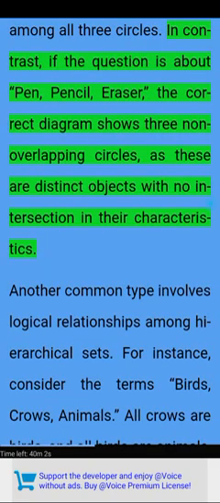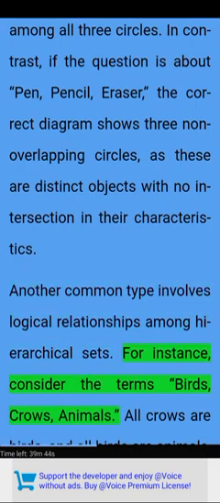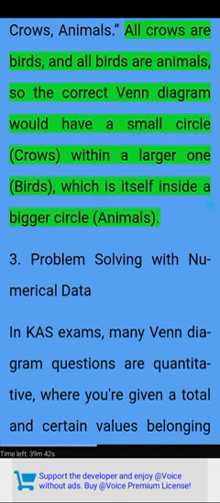In contrast, if the question is about pen, pencil, eraser, the correct diagram shows 3 non-overlapping circles, as these are distinct objects with no intersection in their characteristics. Another common type involves logical relationships among hierarchical sets. For instance, consider the terms birds, crows, animals. All crows are birds, and all birds are animals, so the correct Venn diagram would have a small circle crows within a larger one birds, which is itself inside a bigger circle animals.